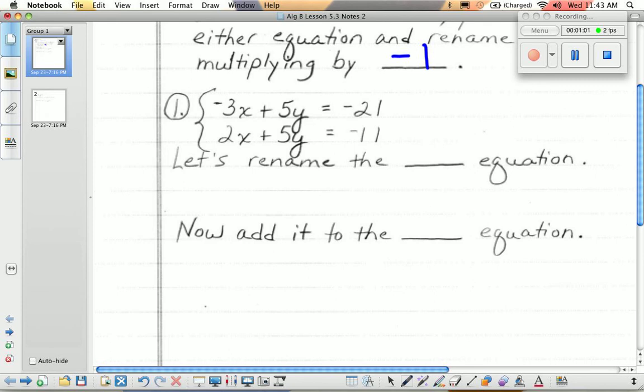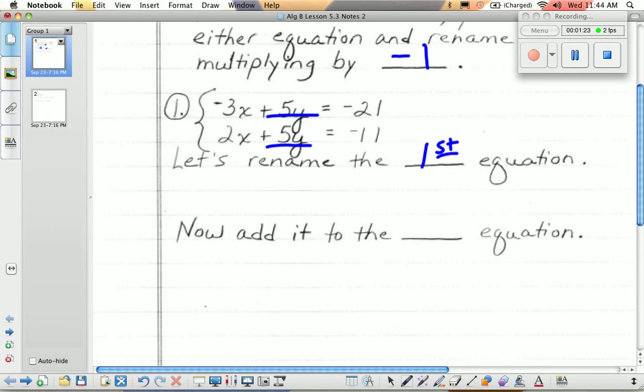So we have negative 3x plus 5y equals negative 21. We have 2x plus 5y equals negative 11. So notice we have the same y values, don't we? So if you change one at least, which equation do you want to rename? First one? Okay, then we're going to rename the first equation.